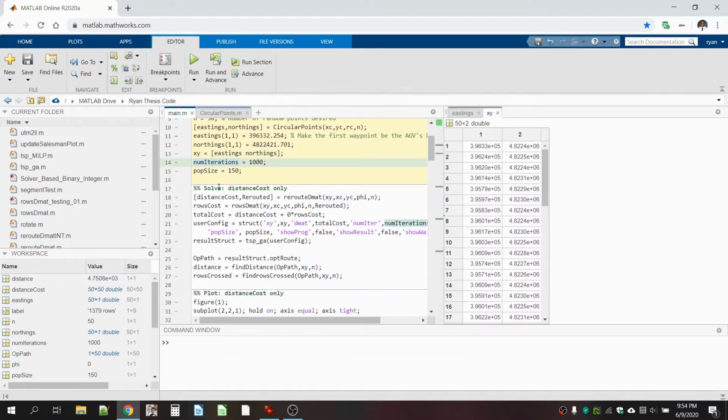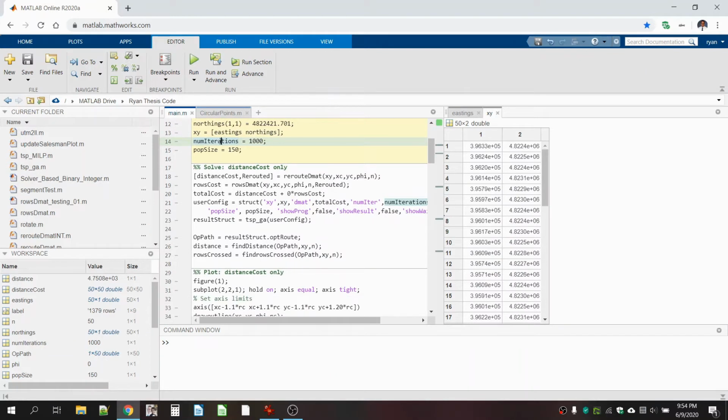Okay, these next two parameters are very important. Number of iterations is setting how many times the traveling salesman algorithm is going to iterate before it stops. And population size is setting the population size. You can read about how all that works. I'm not going to explain how the genetic algorithm works right now. I'm just going to explain what you need to know to code with it.